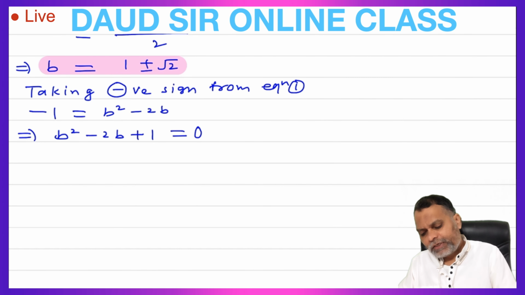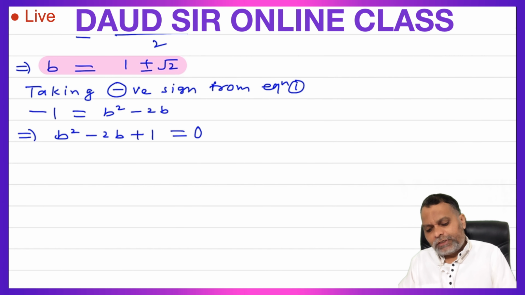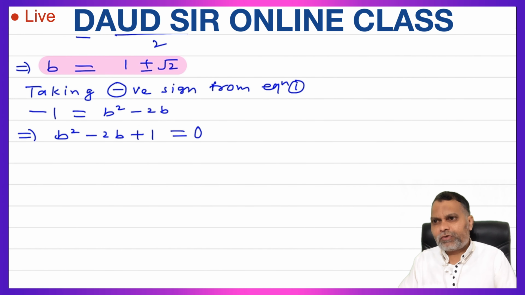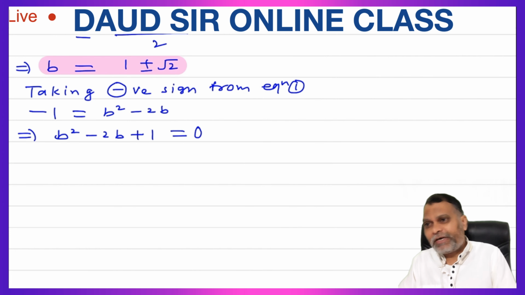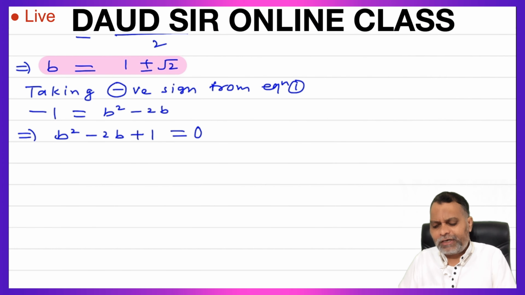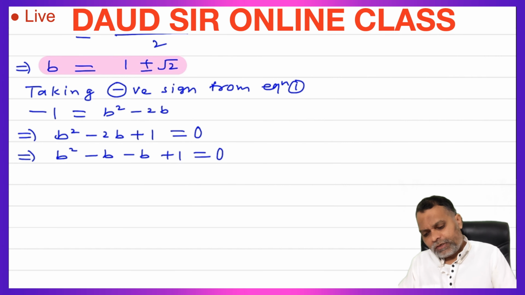So again this is quadratic. Here we can split this middle term. Consider two quantities such that their product should be the product of first and last term, b square, and their sum should be minus 2b. So we can take minus b minus b. If the middle term is not splitting, then we have to go through the quadratic formula. If it is possible to split the middle term, then we can split it. So b square minus b minus b plus 1 is equal to 0. Minus b into minus b gives b square, and their sum is minus 2b.